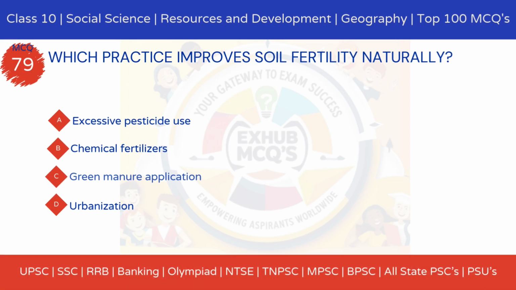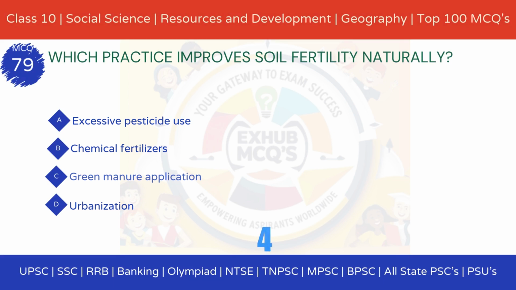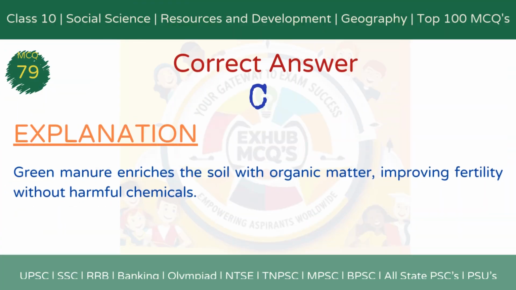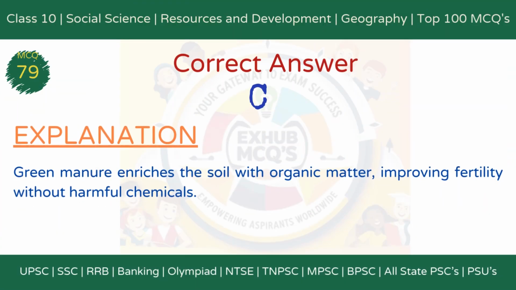MCQ 79. Which practice improves soil fertility naturally? Option A, excessive pesticide use. Option B, chemical fertilizers. Option C, green manure application. Option D, urbanization. The correct answer is option C, green manure application. Explanation: green manure enriches the soil with organic matter, improving fertility without harmful chemicals.